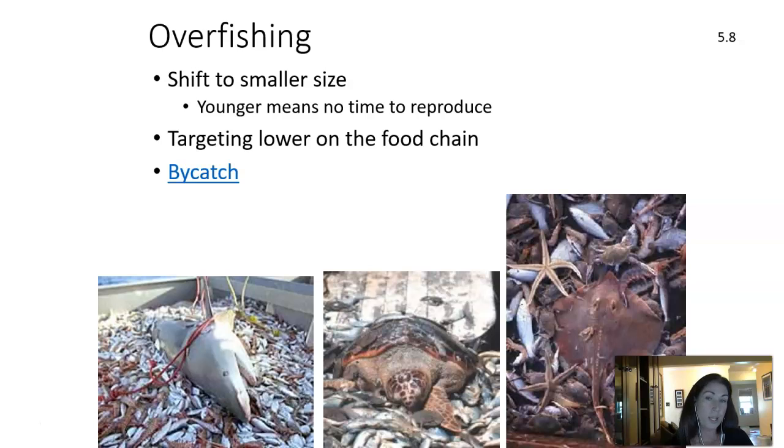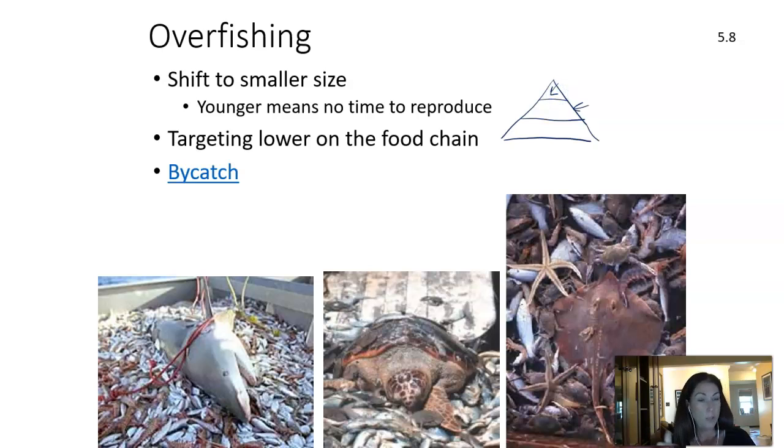Now what we're also seeing is that it's very difficult to get these top predators that we tend to like to eat, like swordfish and tuna. So what we start to do is target lower on the food chain. So we're shifting our diet so that we're eating lower on the food chain because there's more of them. Because remember our ecological pyramid, that because of the second law of thermodynamics, there are more of these lower on the food chain by biomass than our top predators.